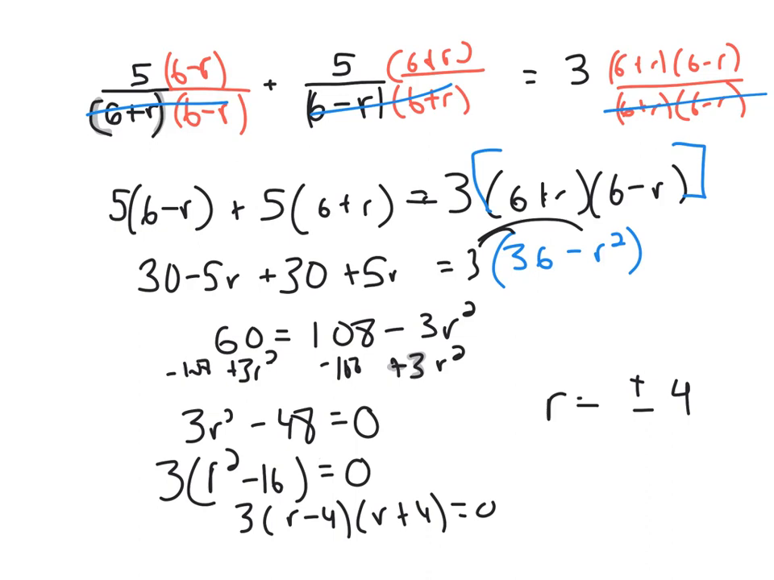Now, this is a real world problem, meaning it has context to it. So if r in this case stands for current speed, we can't have negative current speed. So what we have here is our current speed is positive 4 miles per hour. Now, what we do want to make sure is that's not an extraneous solution. So we want to just plug that back into our original equation, make sure that it all works out.